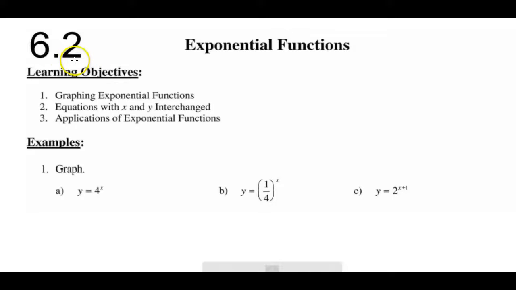Now in Lesson 2 of Module 6, we're going to be looking at what are called exponential functions. When we deal with exponential functions, one of the best methods of looking at them is to graph them.